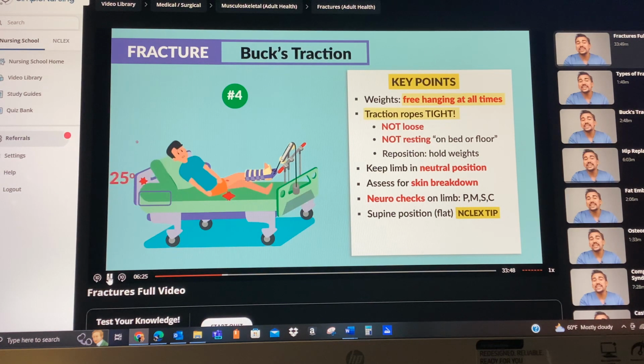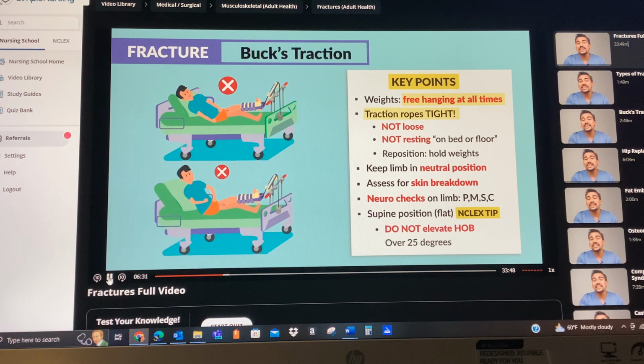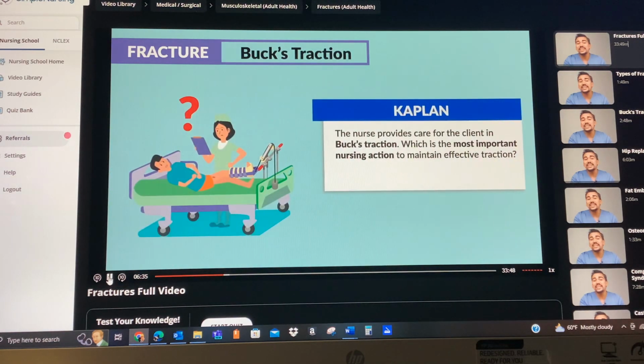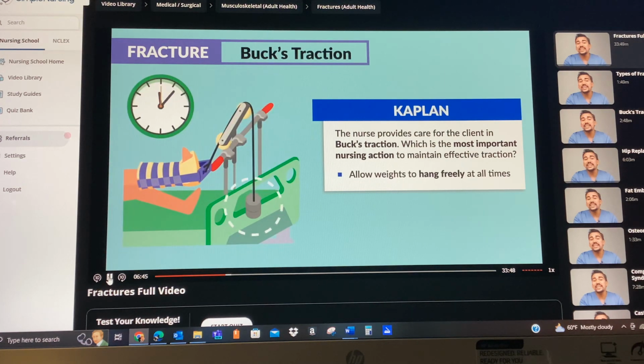Huge NCLEX tip here. Do not elevate the head of the bed over 25 degrees here. So no semi-Fowlers and no high Fowlers. Huge NCLEX tip. So Kaplan mentions, the nurse provides care for the client in Bucks traction, which is the most important nursing action to maintain effective traction. Allow the weights to hang freely at all times.